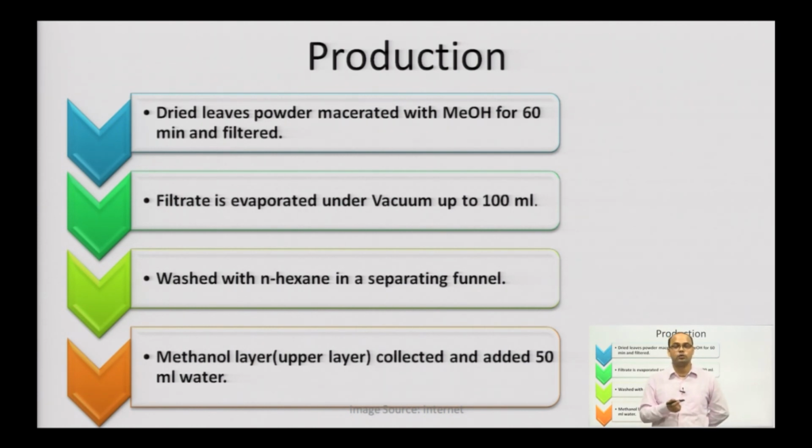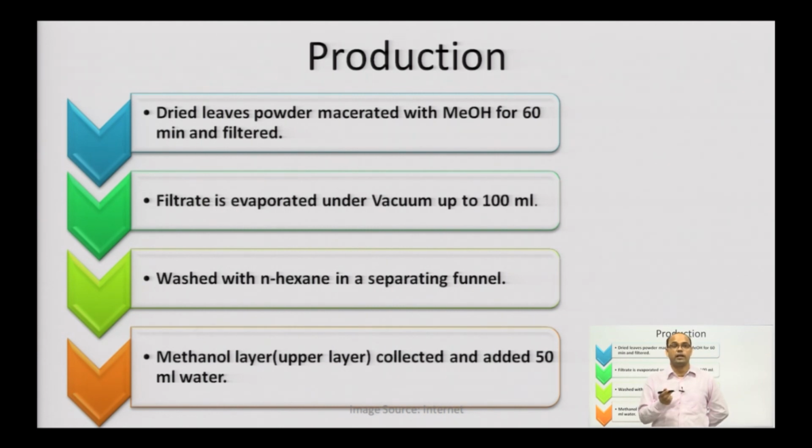The separating funnel is used for washing, for separation of the phytoconstituent from one liquid to another liquid. The phytoconstituent gets partitioned into the liquids on the basis of its partition coefficient. The methanol layer, which is generally available at the top, the upper layer, is then collected, and to this we have added 50 ml of water.